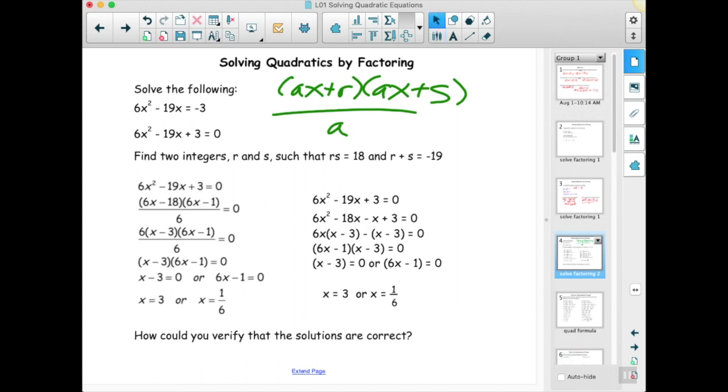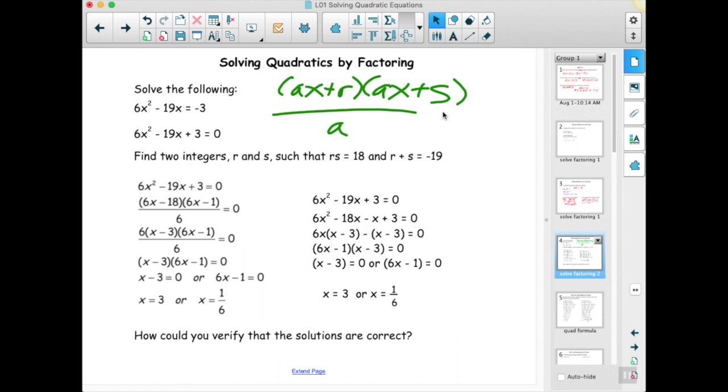So 2 options of factoring down here. We've got using this method above. a is 6, so 6x. Our numbers, well, we found out what our particular numbers were. What did we say our 2 numbers were? Actually, I guess we didn't discuss what the 2 numbers were. So the 2 numbers should be negative 18 and negative 1. Negative 18 times negative 1 is positive 18. Negative 18 minus 1 is negative 19.